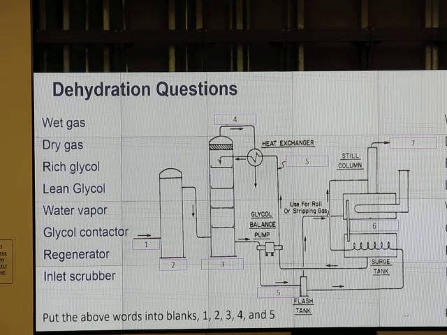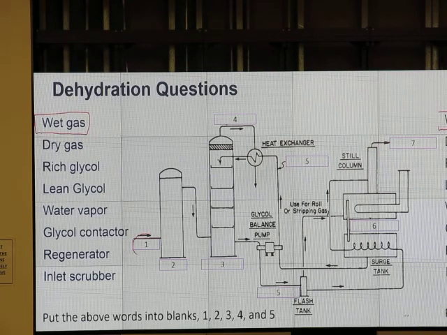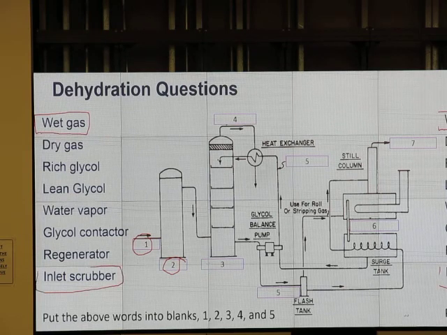Number 1, what do you call that? Wet gas. Number 2. In the exam, you may not have a choice, but right now you have a choice. Select it. Number 2 is what? Yes, inlet scrubber.